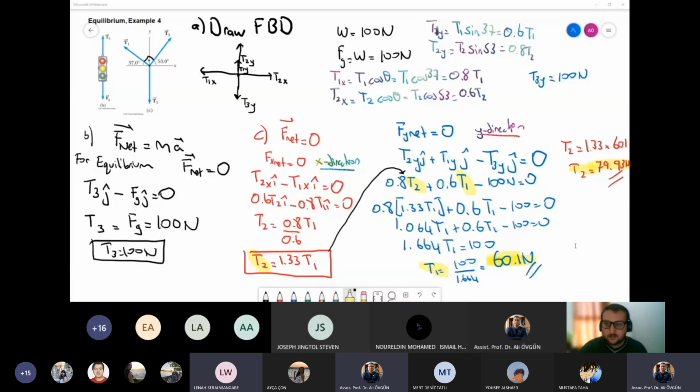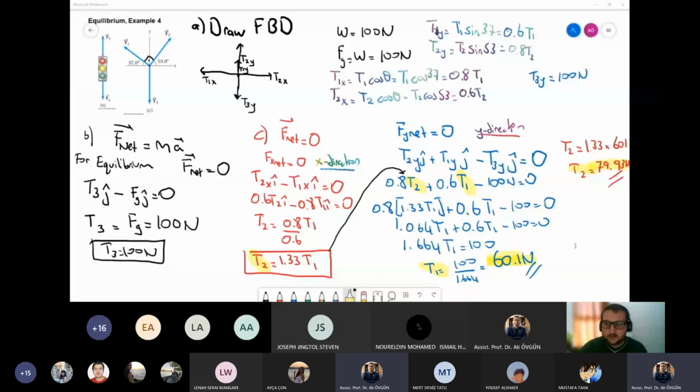I was asking about the free body diagram. Yes, I can see. The one with the traffic lights shows that T3 is upwards, as you can see. And the one that has been represented on the Cartesian plane says that T3 is going downwards. So which one is it? Because they're both T3, but they're going in different directions.